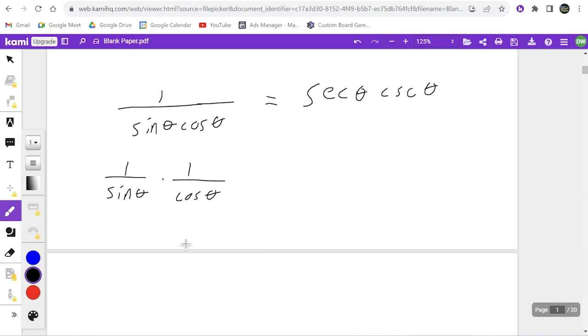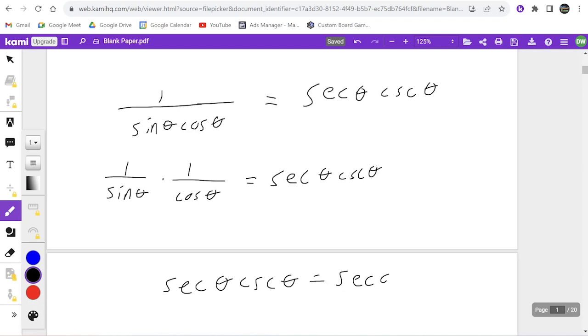You're exactly right. If you split apart the denominator, which you can do, by the way, if this was addition in the denominator, you couldn't do this. But because it's multiplication, we can. And now, yes, we definitely have the reciprocal identities. I would just finish it off by writing secant theta cosecant theta equals secant theta cosecant theta. Check mark, done.